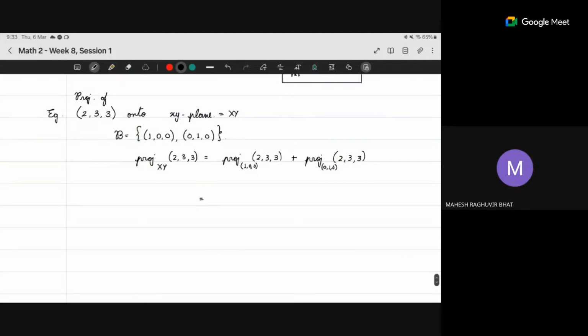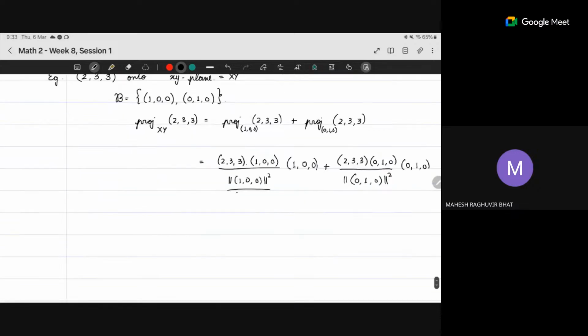The projection of (2, 3, 3) onto (1, 0, 0) is just the dot product of (2, 3, 3) with (1, 0, 0), divided by the norm of (1, 0, 0) squared. Since this is the first time, I'll write it out. So this is times (1, 0, 0) plus the dot product of (2, 3, 3) with (0, 1, 0), divided by the norm of (0, 1, 0) squared, times (0, 1, 0). So this is 1, this is 1. Those will not appear in the next one.